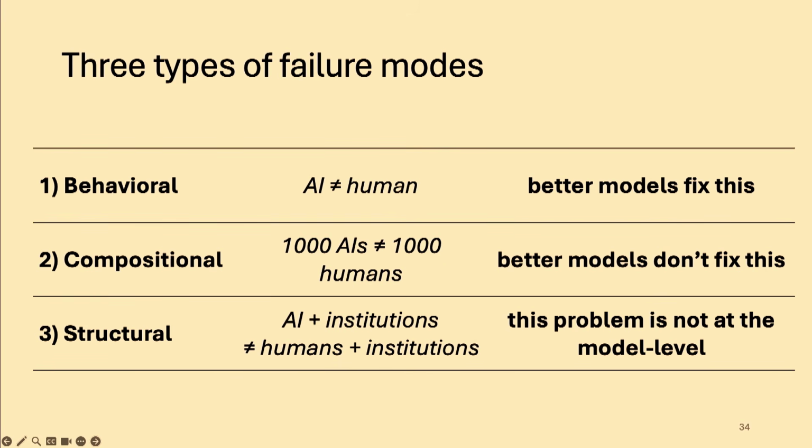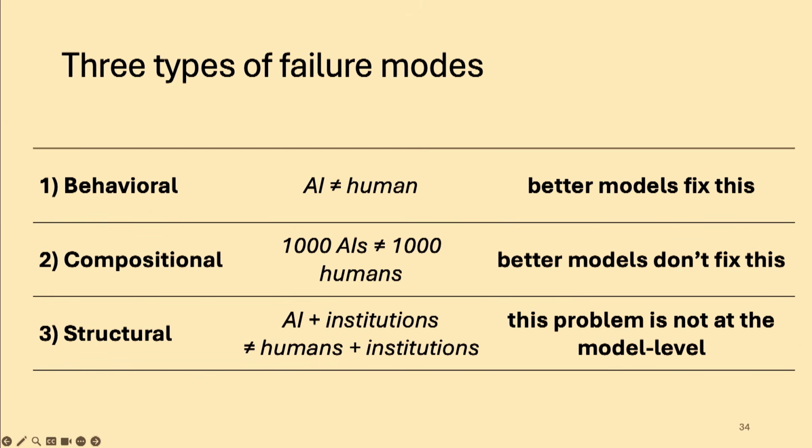The compositional problems are not going to go away if we make better models. Here we somehow need to have an intervention on the distribution of models that are out there. This isn't about any individual model. And then the structural problems are not even at the model level. This is really about what exists around the model or around the human. So let me give one example for each of these to make it a little bit more concrete.